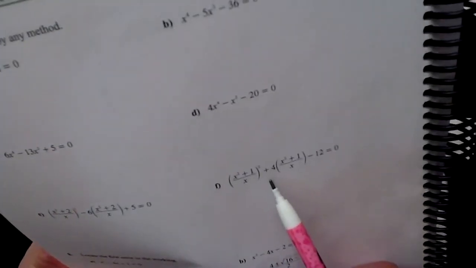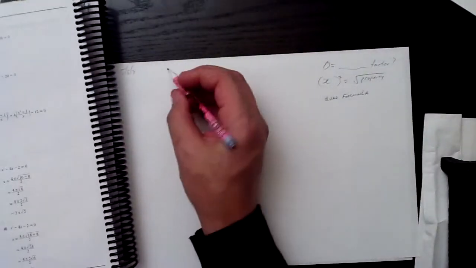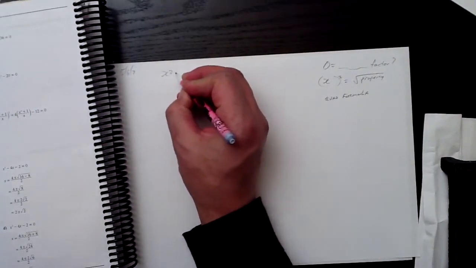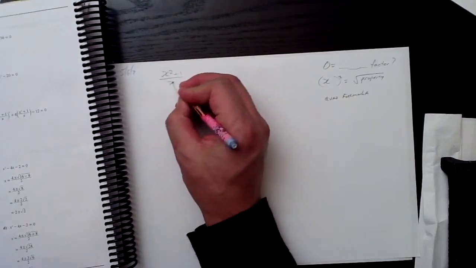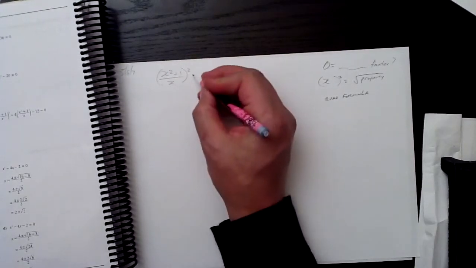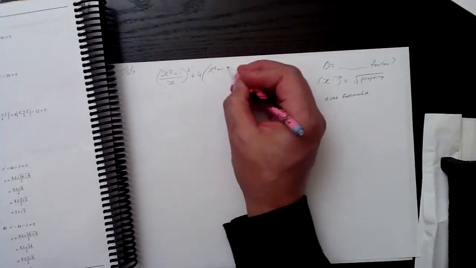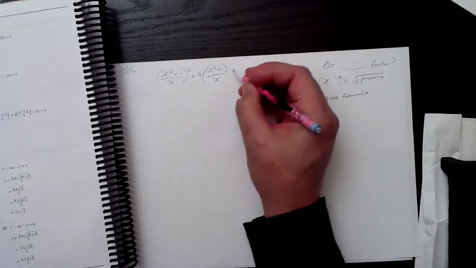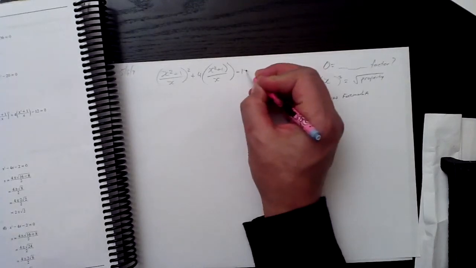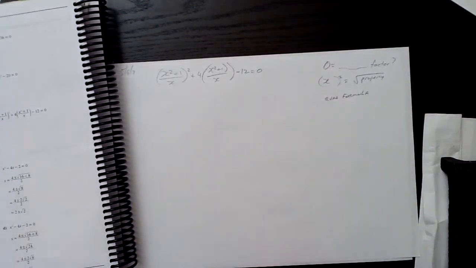This one is a big mess to try and write out, so I'll write it out quickly. x squared plus 1 over x, squared, plus 4 times x squared plus 1 over x, minus 12 equals 0. So that looks really, very challenging.